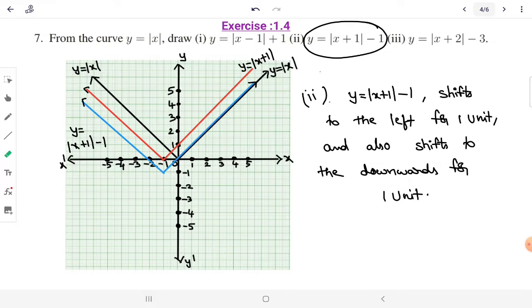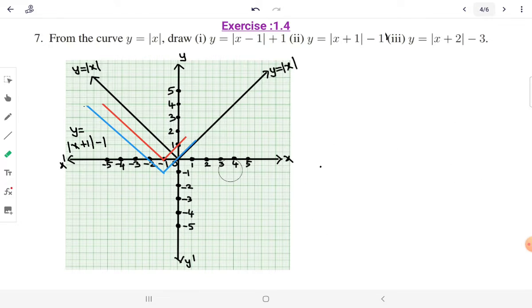Now let's see the third subdivision. So what is the third subdivision here? Y is equal to modulus of x plus 2 minus 3. So let's draw this for x plus 2. X plus 2 means now it has to shift left hand side by 2 units, because minus 2, right? So before the graph was this, y is equal to modulus x graph. Because of that x plus 2, it shifts 2 units like this. Now this will be your graph.